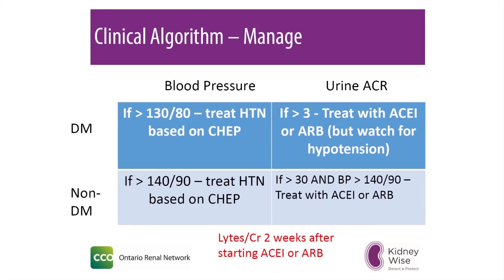Please note that for patients with chronic kidney disease and diabetes and an elevated urine ACR, it is recommended to use either an ACE inhibitor or an angiotensin receptor blocker to treat their elevated urine ACR regardless of their blood pressure measurement. However, if this diabetic patient with chronic kidney disease and an elevated urine ACR already has their blood pressure at target or lower than target, one must use an ACE inhibitor or ARB cautiously in order to prevent a patient from developing orthostatic hypotension.